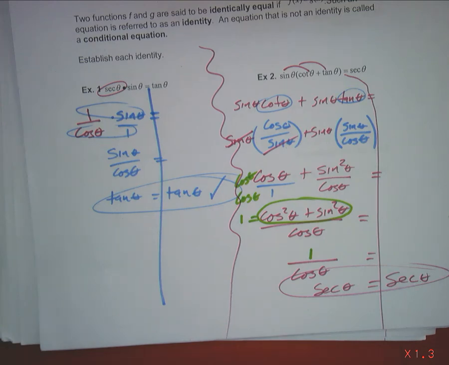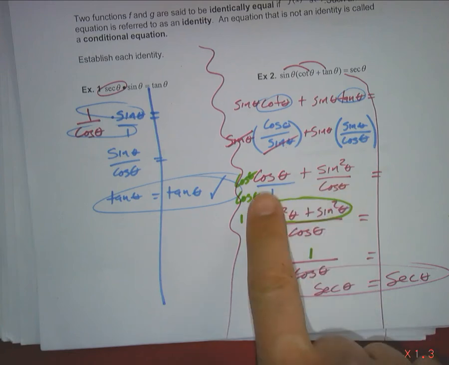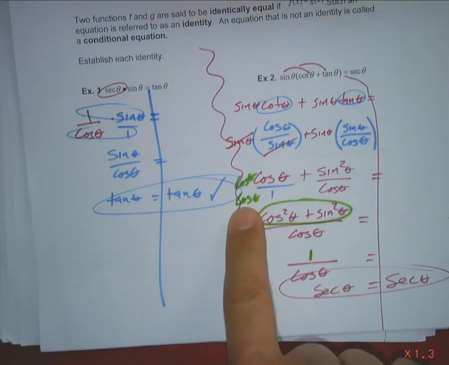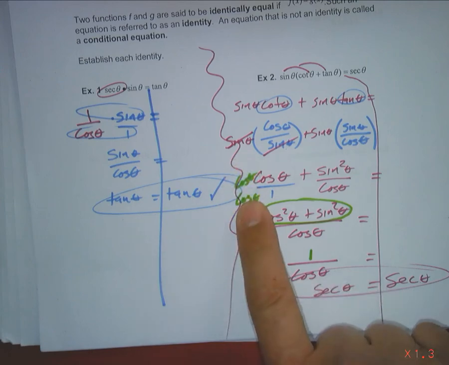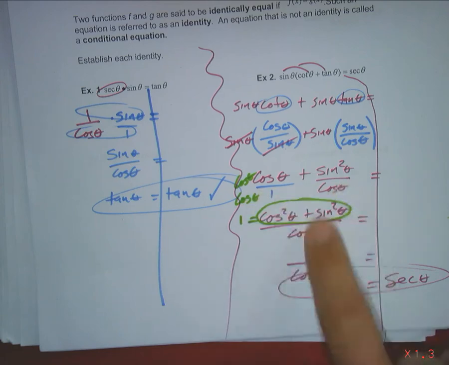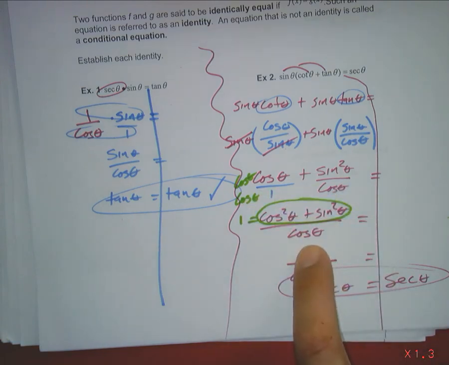Well, how did you get cosine squared for... So here we're trying to put these two together. So we needed common denominators, so we multiplied this guy top and bottom by cosine. So cosine times cosine is cosine squared over cosine. And now the denominators are the same, so we can put them together. Okay, we just add the tops. And you're adding fractions together.